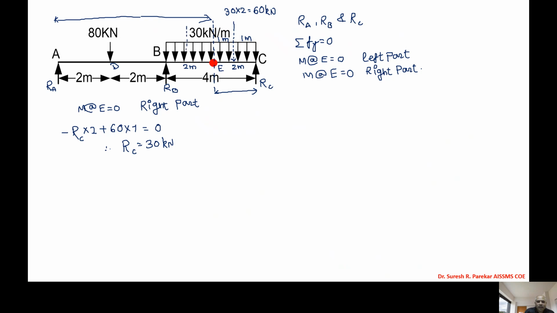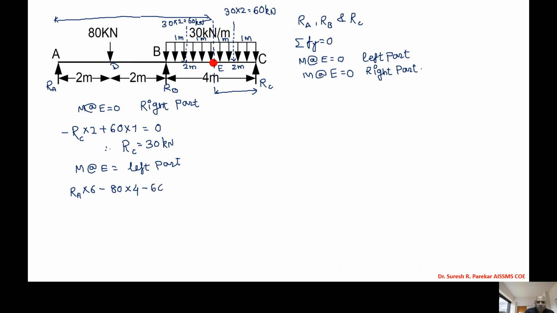Now second, we will consider only this part and we will take a moment about E = 0. Now again we have this 2 meters on the left side, so 30 into 2, we have 60 kilonewton. And then again it will act at the center, 1 meter and 1 meter. Then we have moment about E from the left part. And then we will have RA into 6 minus 80 into 4. So you can see we have RA into this 6 minus 80 into this 2, and now due to UDL we have again 60 into 1.